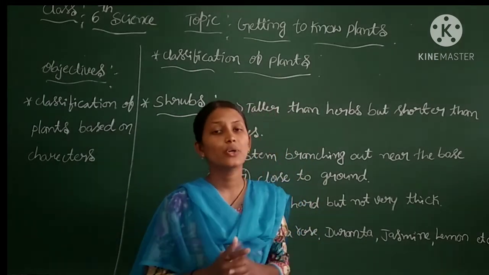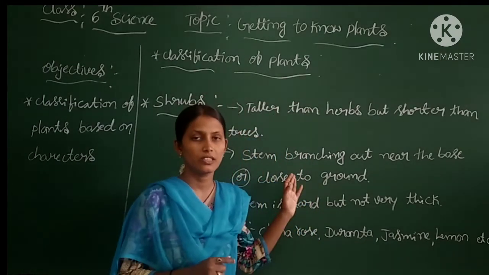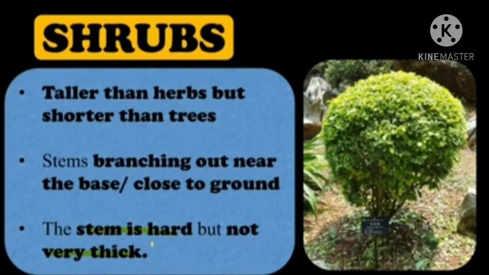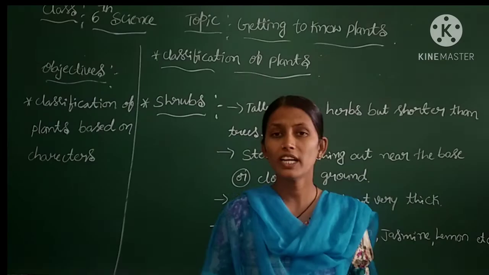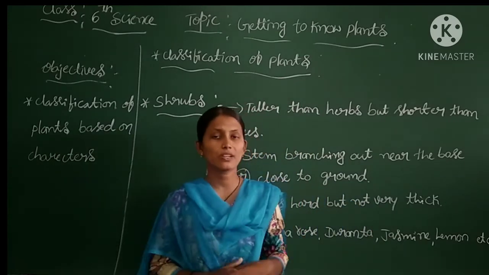These are a few examples of shrubs. Look at the picture. Shrubs are taller than herbs but shorter than trees. The stem of shrubs is hard but not thick. We might have observed the branches of the stem at the base, close to the ground. These are a few characteristics of shrubs.